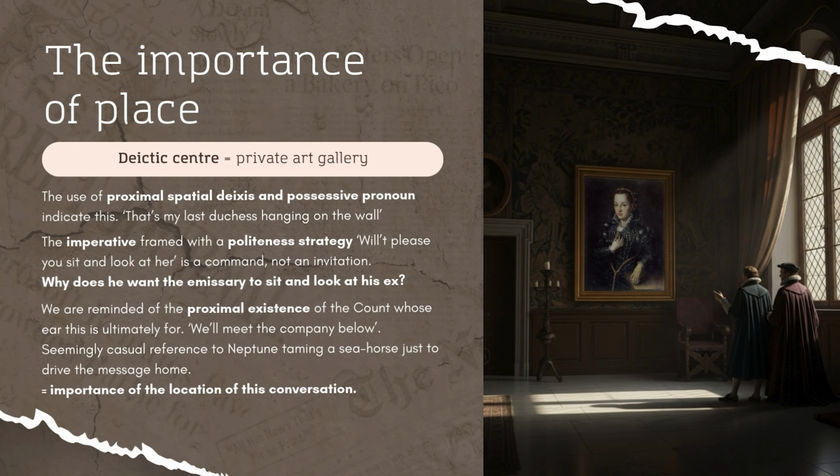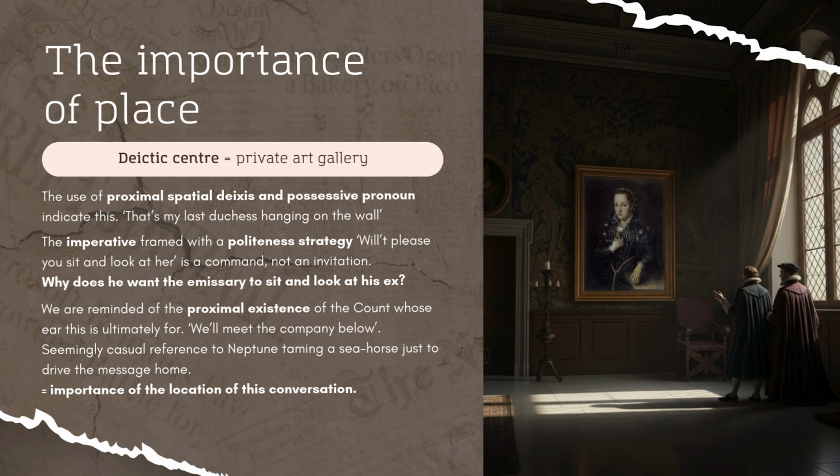So let's look at our first criteria, the importance of place. We have our deictic centre, this private art gallery. We can infer that it's a gallery containing a valuable art collection which belongs to the Duke. The use of proximal spatial deixis and the possessive pronoun indicate this. "That's my last Duchess hanging on the wall."